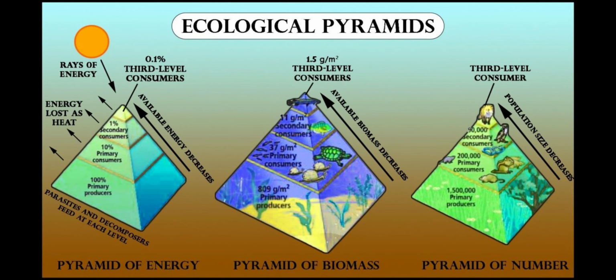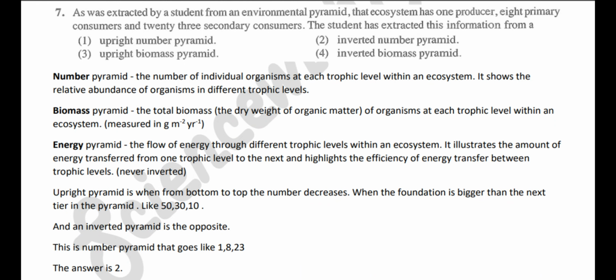A number pyramid shows the number of individual organisms at each trophic level. Trophic level means one tier of the pyramid within an ecosystem. It shows the relative abundance. Abundance means the amount of organisms in different trophic levels. This is basically number based, right?